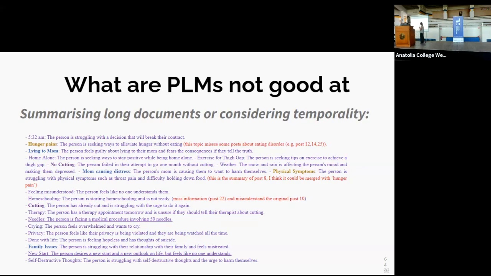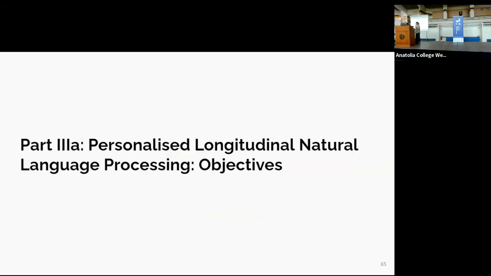But another example was with long document summarization. Here it's a summary of someone's social media thread, and this person is depressed. One of the issues is that it fails to capture what the important events in this thread are, and also, rather than summarizing, it does a lot of paraphrasing. So it's repeating a lot. So that's another problem.